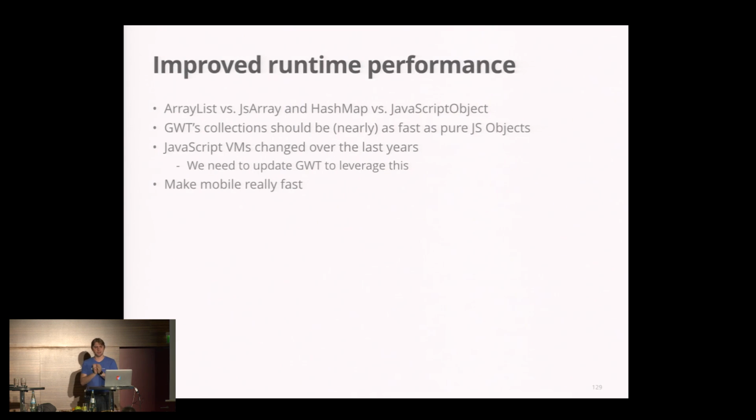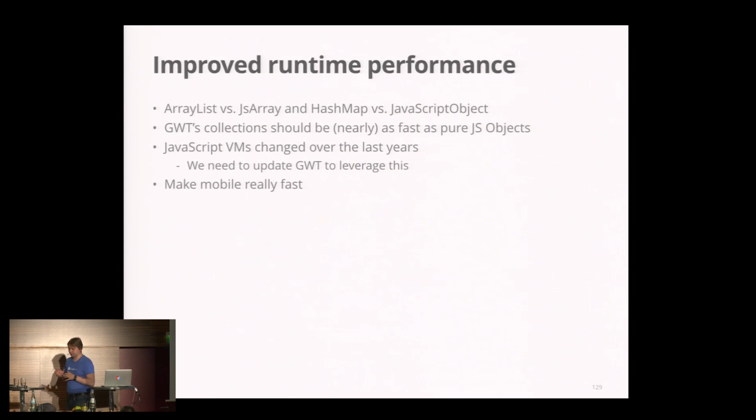I also wanted to see improved runtime performance. So if you look today at ArrayList versus JS Array or HashMap versus JavaScript object, there's some performance difference there. And you would normally expect that the ArrayList should be on par with the JS Array. They should be about the same level. There are some different semantics that you have to implement in Java that are expected, like an index out of bounds exception that makes things a little bit slower, but generally that should be about the same level.